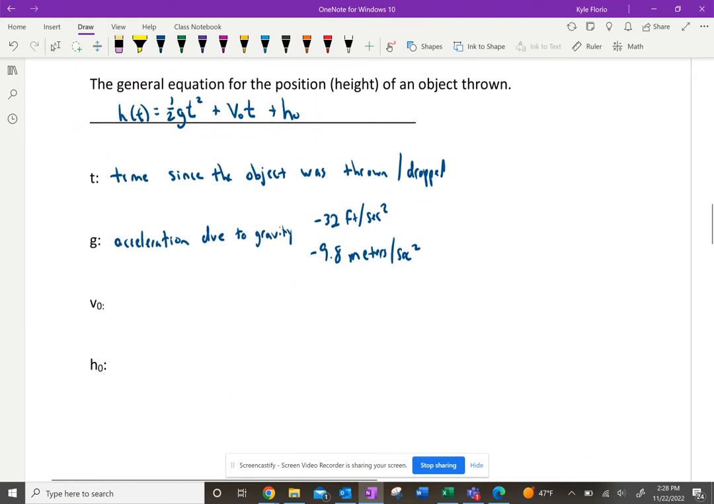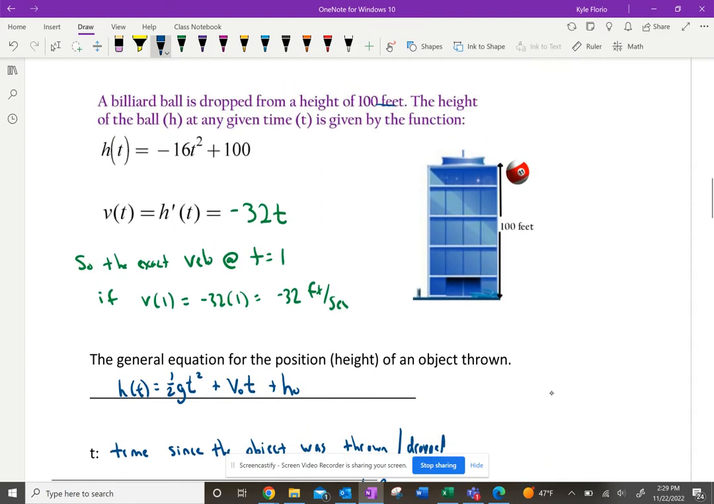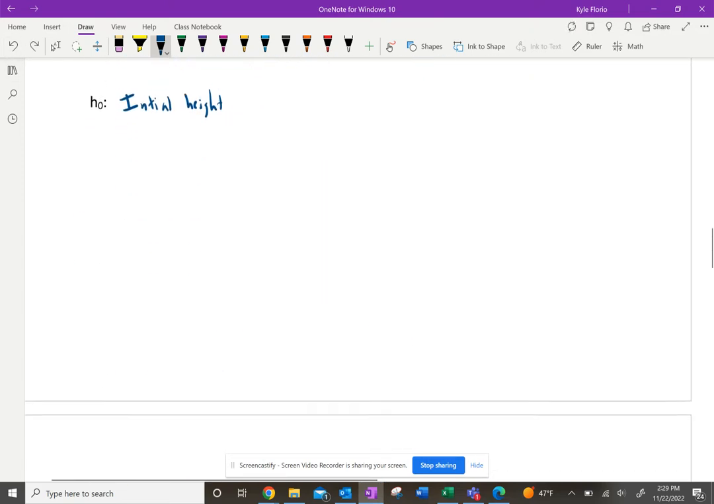Anywho, v sub 0, or v naught, as some people call it, is the initial vertical velocity to be specific. So being thrown straight up or straight down. Okay, and h sub 0 is the initial height. In the last example, the initial height was 100, which is where we're seeing this 100 here, which is h sub 0. v sub 0, since the ball was dropped is the keyword, its initial velocity was 0. So this part was just 0 in this problem. That's why you didn't see that v sub 0 t.